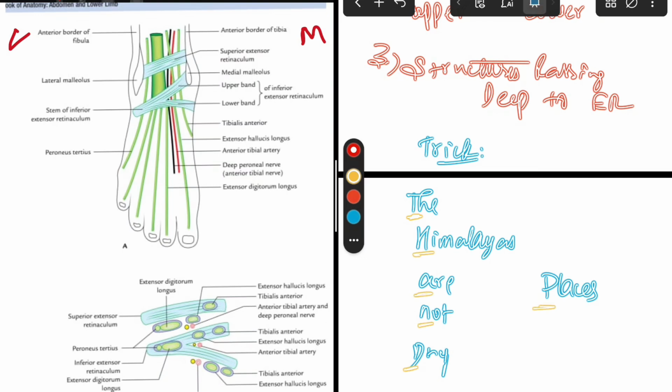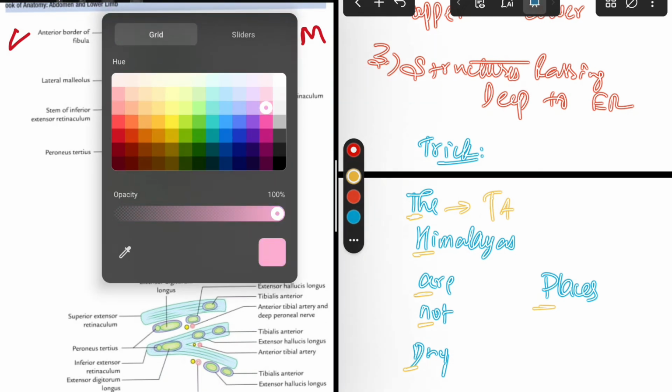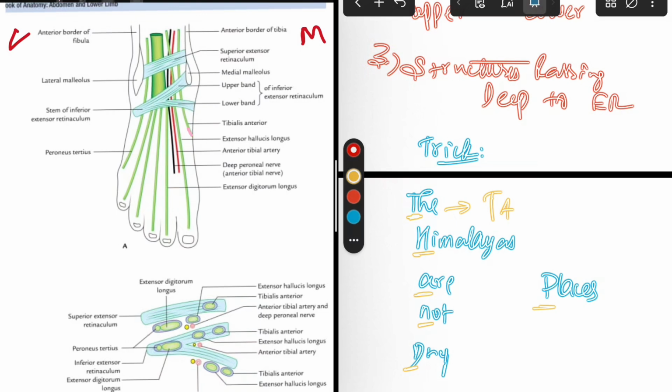T is tibialis anterior. From the diagram we can clearly see this is tibialis anterior, which I am mentioning here. Next, H is extensor hallucis longus tendon. This is also one of the tendons, so no need to be confused here. Now A is the anterior tibial artery.